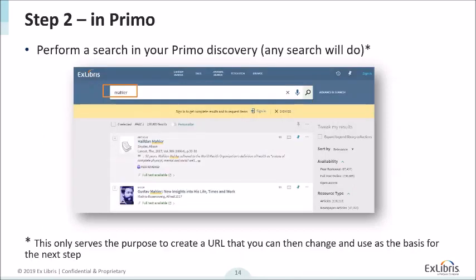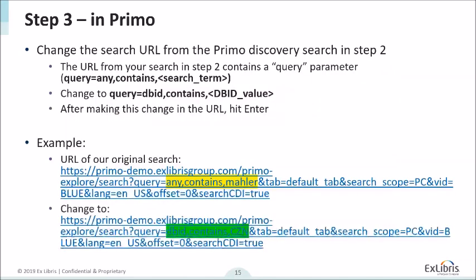So you go to your Primo discovery and perform a search. Any search will do. This only serves the purpose of creating a URL that you can then change and use as the basis for the next step. So you change the URL that was showing up in the top bar of your Primo discovery. You'll find in the URL a section which says query equals any, comma, contains, and then the search term that you used. In my example it was malware, so you'll see query equals any contains malware.